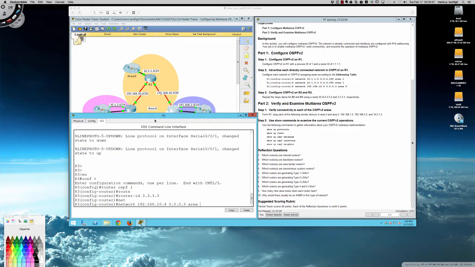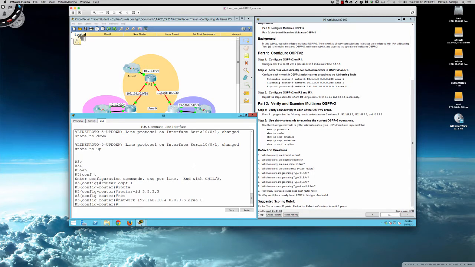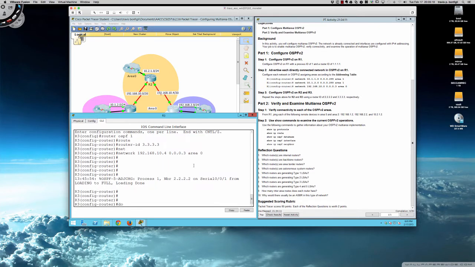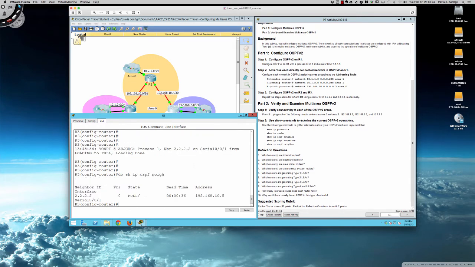So we're going to go ahead and put it into area 0, and this is where we should see an adjacency establish between router 3 and router 2. So if I were to do show ip ospf neighbor, and there we go, as you can see, it shows our adjacency with router 2.